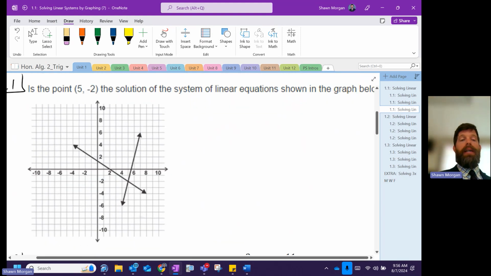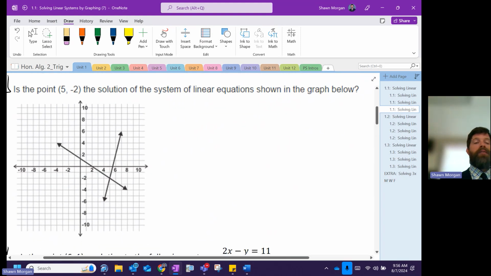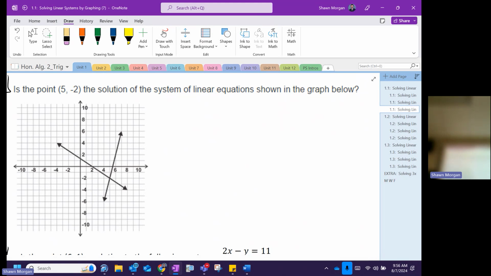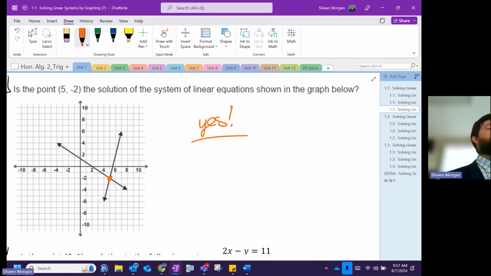So for this one right here, it says, is the point (5, 2) a solution to this system? What would y'all say? Excuse me, (5, -2). Yes, (5, -2) is the point of intersection. In other words, it gives a true statement in both equations. That's real plain and simple. You're just looking for the point where they intersect, and we would say, yes, it is a solution.